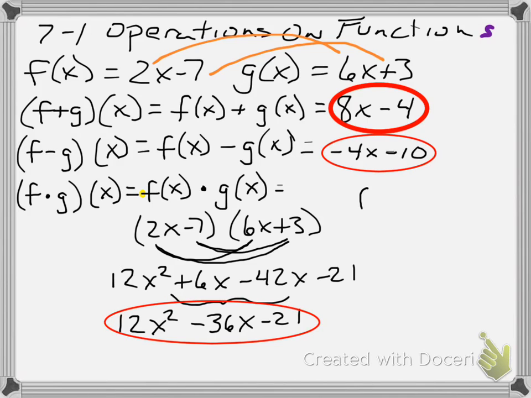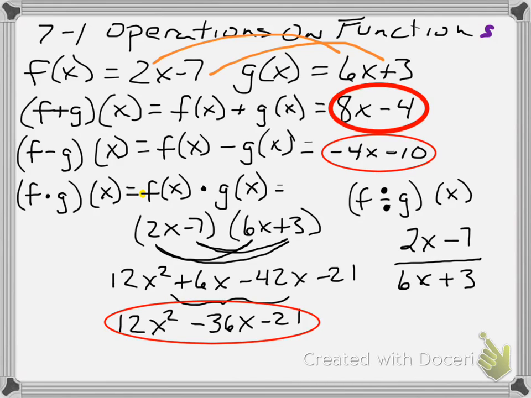Division is the easiest because we're not actually doing the division. We're just going to set it up as a fraction. 2x minus 7 divided by 6x plus 3. And we leave it like that. We don't actually have to do any creepy, scary division. Okay, so those are the simple operations on functions that you have to be aware of to start this chapter.